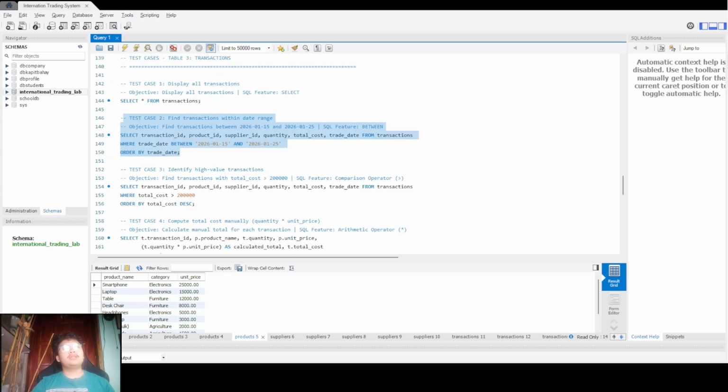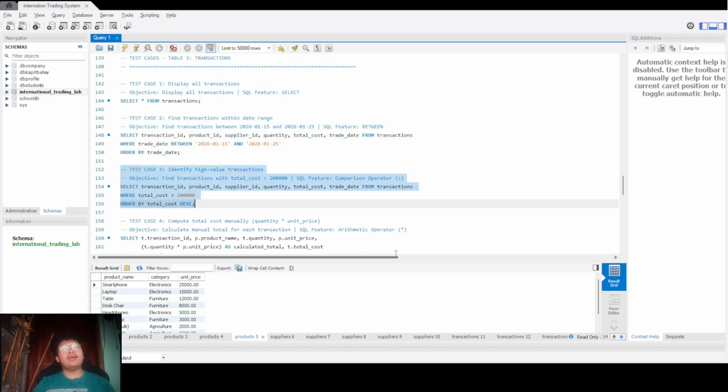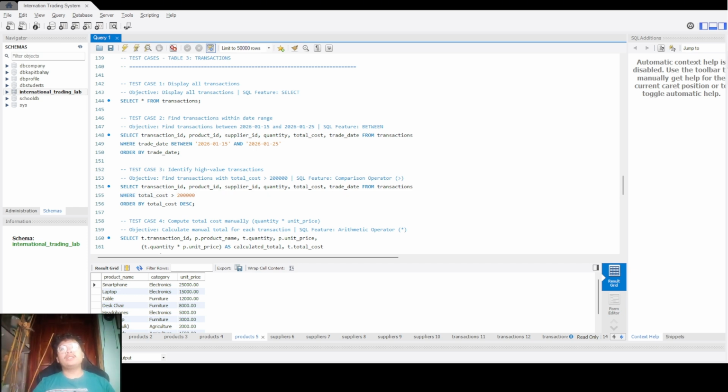So the next case is identify high value transactions. The comparison operator means greater than. This finds expensive transactions worth more than 200,000. The result shows 9 high value transactions sorted from most to least expensive.